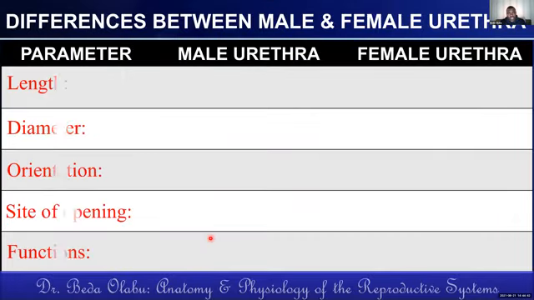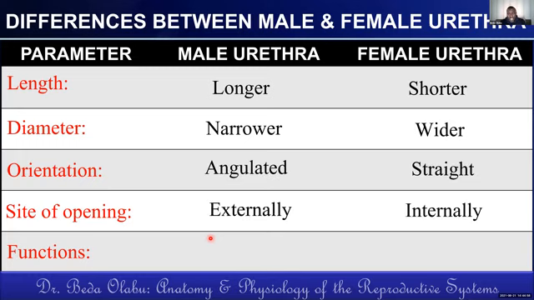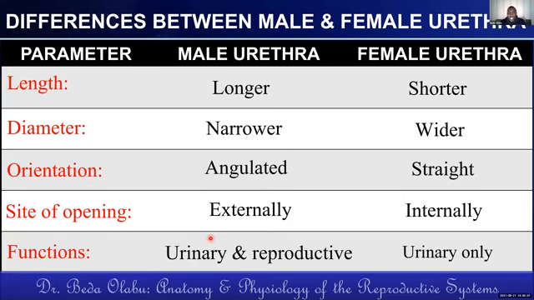We talked about differences between the male and female urethra, and I think this is still familiar in your head, that the male urethra is longer, it is narrower, it is more angulated, it opens externally, and it has 2 key functions, reproductive as well as urinary functions.